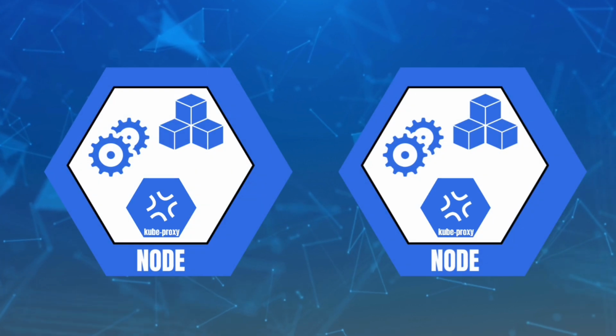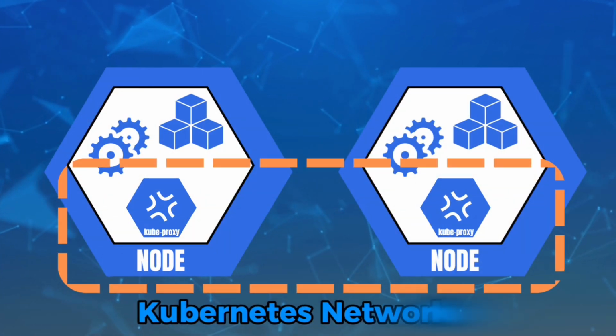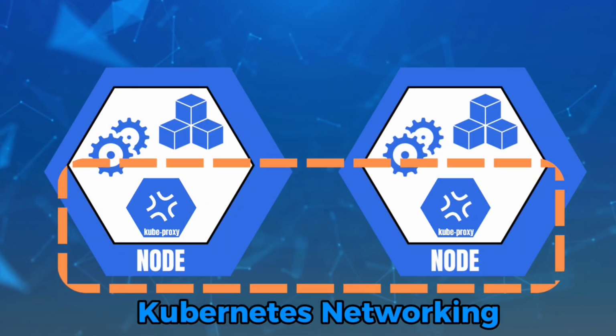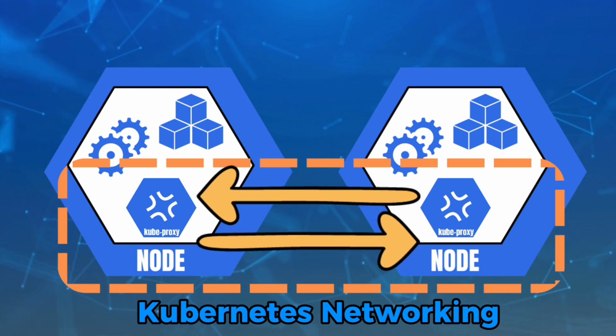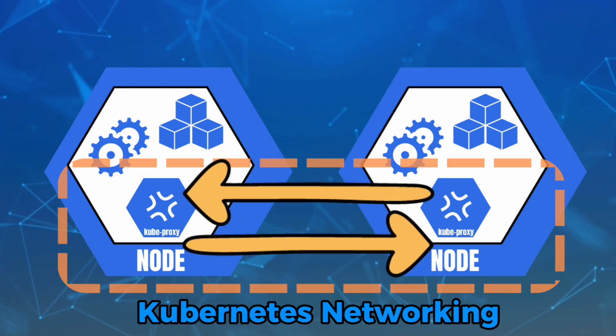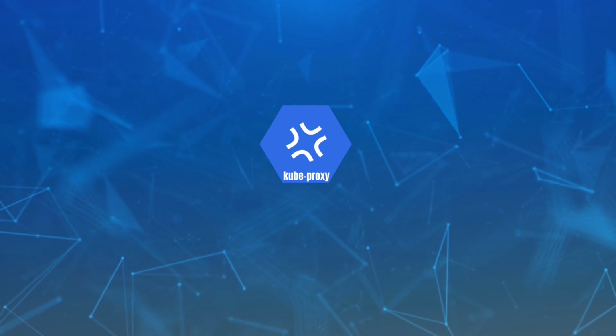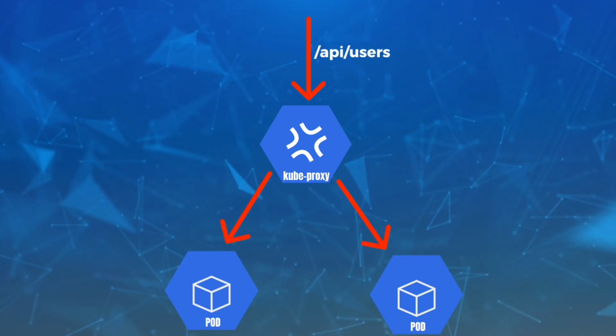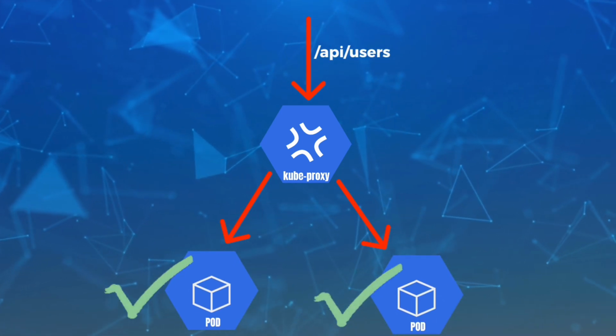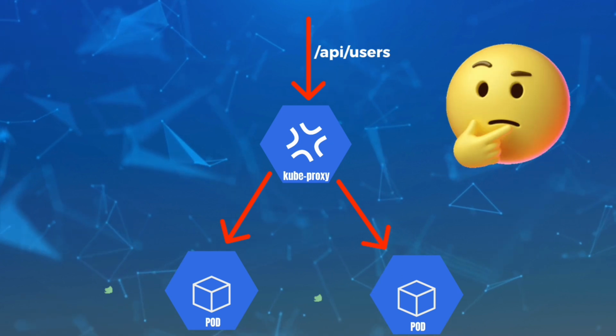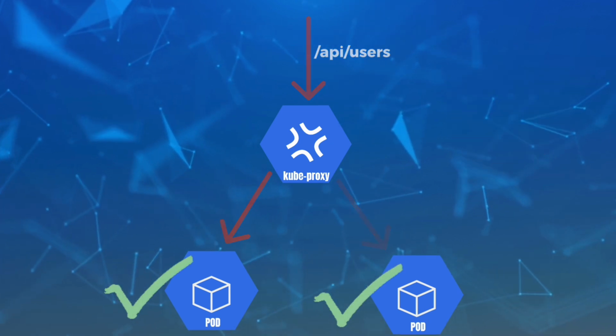It uses technologies like IP tables to route your request efficiently, even if the target pod is running in a different node. Thanks to Kube-Proxy, your API request is automatically load balanced across all the healthy pods without you ever knowing which pod is going to handle your request.